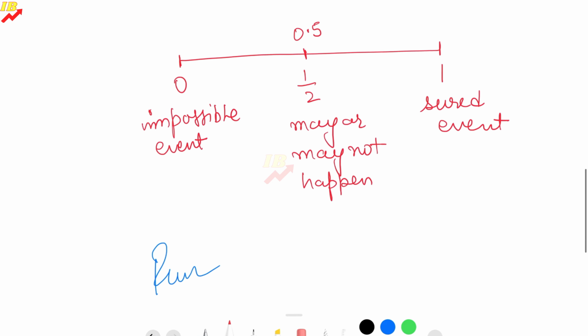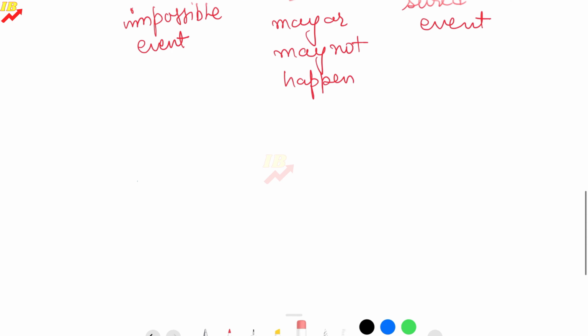In that way, I can also say that the probability of any event is lying between 0 to 1. That means it is never going to be negative or going to be beyond 1 or before 0. So this is the case, right?